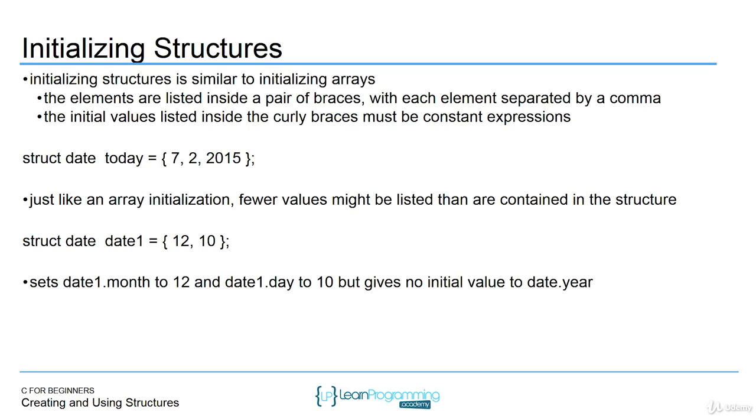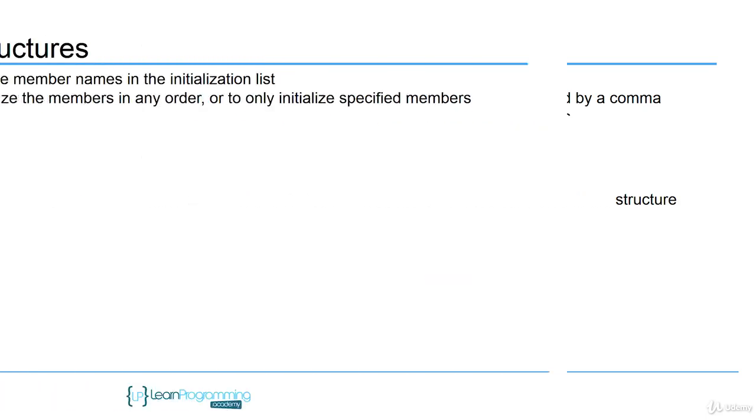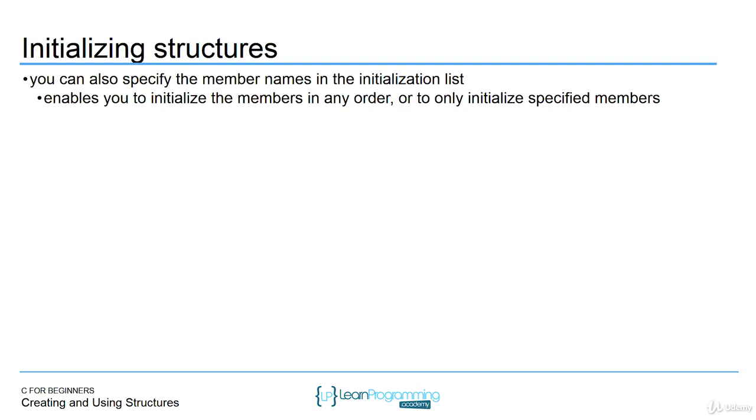You don't have to provide all 3. You could just provide 2, and that would initialize the month and the day, and it would not initialize the year. So this would set date1.month to 12, date1.day to 10, but it gives no initial value to date1.year. You can also specify the member names in the initialization list.